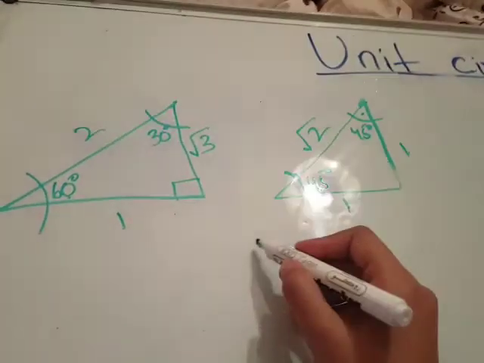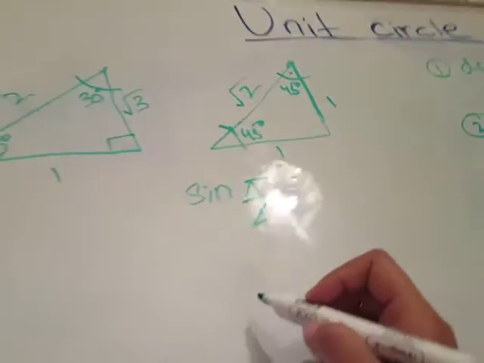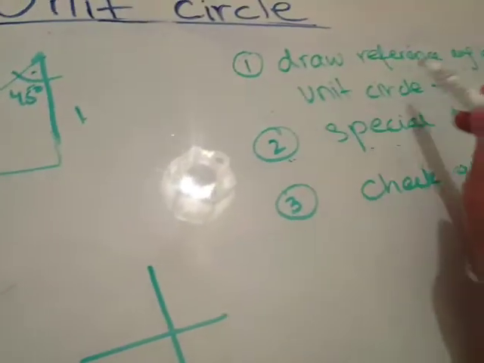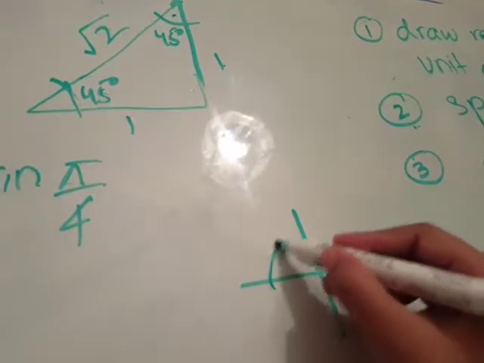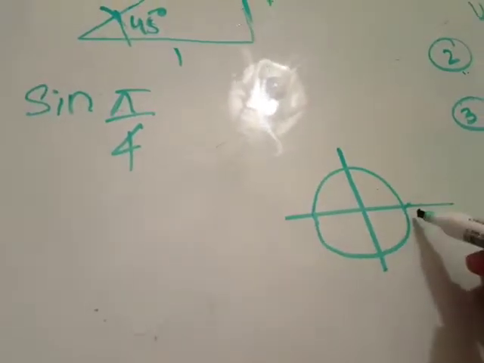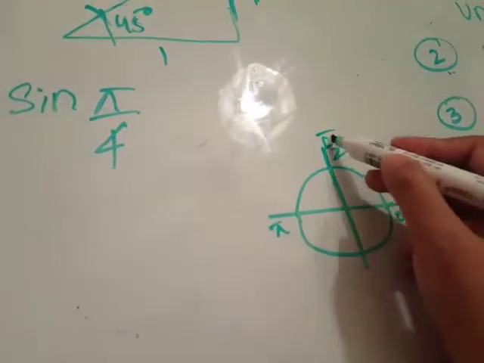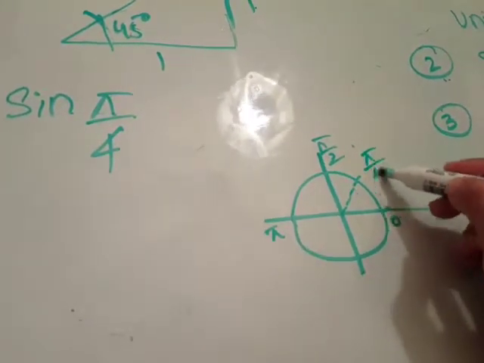For example, they ask you to write the exact value of sine pi over 4. The first step is to draw the reference angle on your unit circle. This is your unit circle. You need to draw where pi by 4 actually lies. This was 0, this was pi, right? This was pi by 2. So half of pi by 2 is here. This is pi by 4.